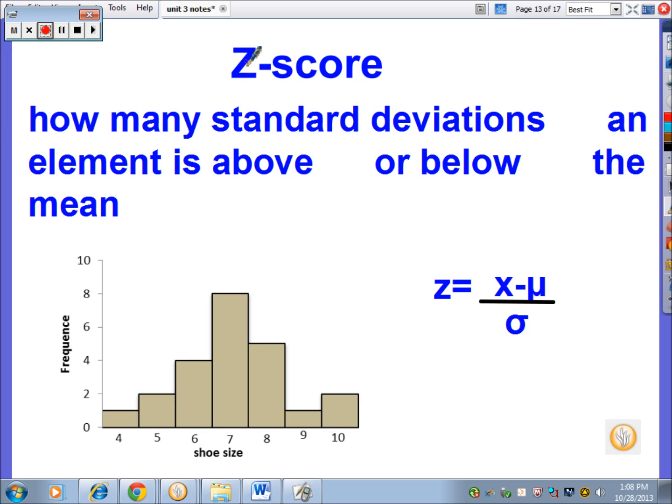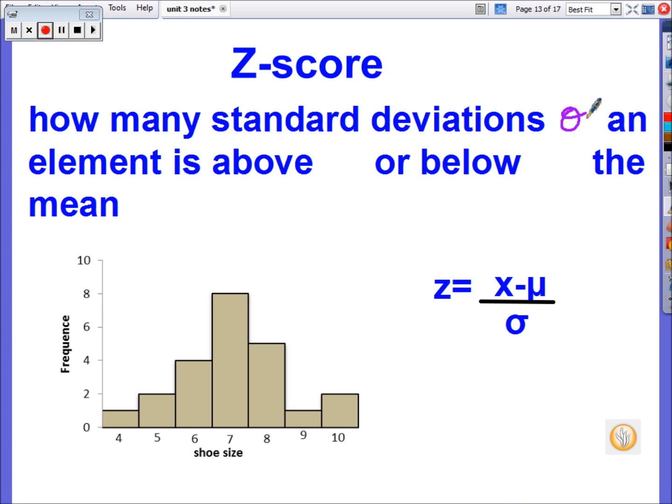Alright guys, so we're going to talk about z-scores. A z-score is how many standard deviations, that's our sigma, an element is above, that's going to be positive, or below, so negative, the mean. Remember, when we're talking about z-scores and we're looking at our formula sheet, we call the mean mu, but our calculator is going to call it x bar.